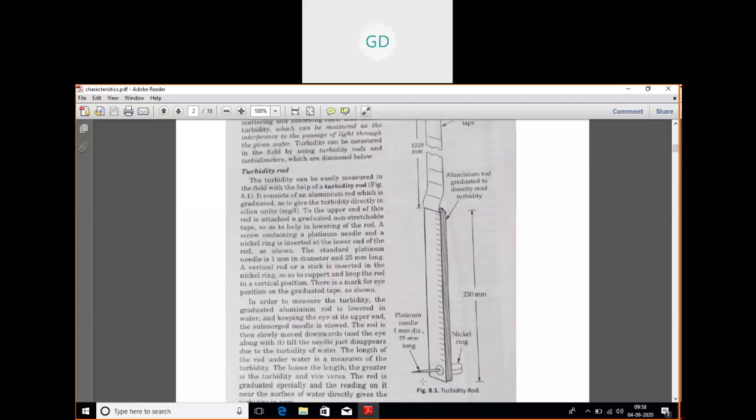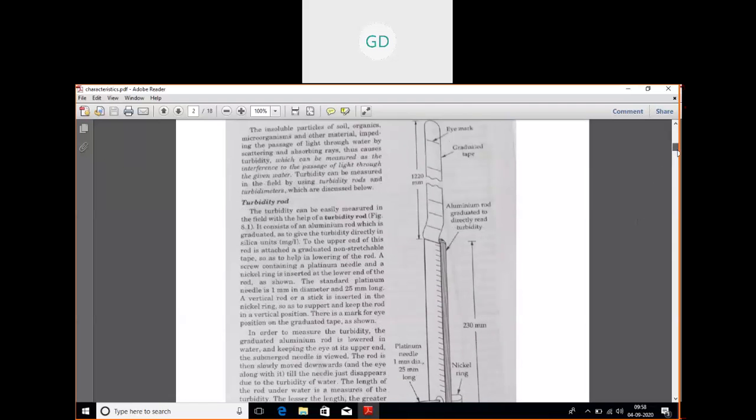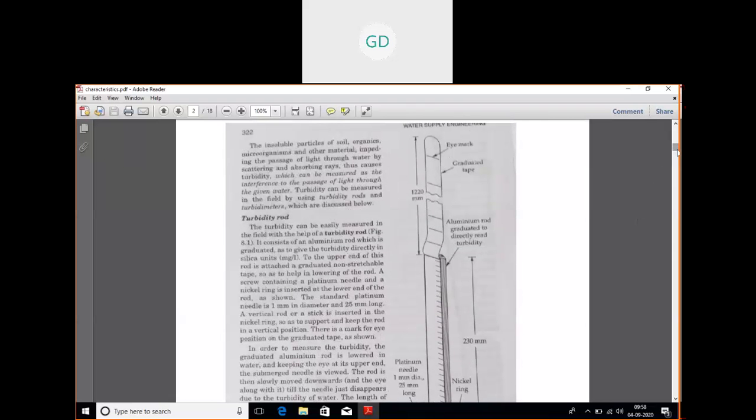As soon as the platinum needle disappears, you need to see the graduations on your scale. You need to see how much water level is marked on your graduation scale, and that will be your turbidity. That much turbidity is present in that sample of water. That is how your turbidity rod works.